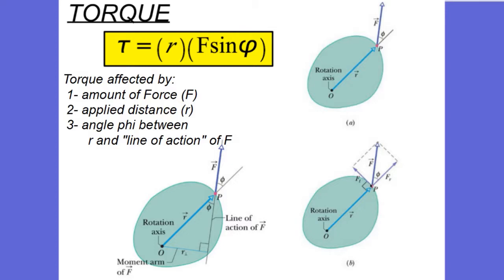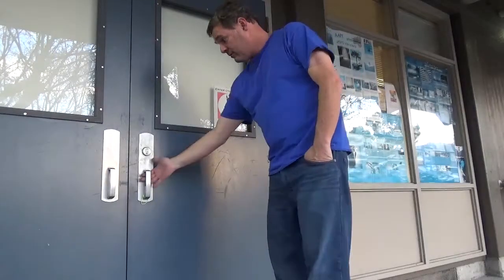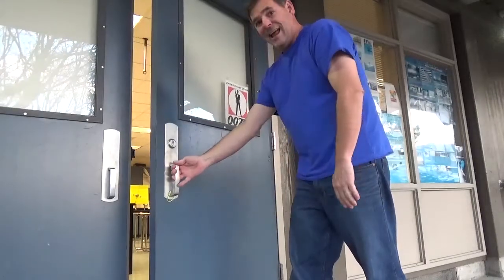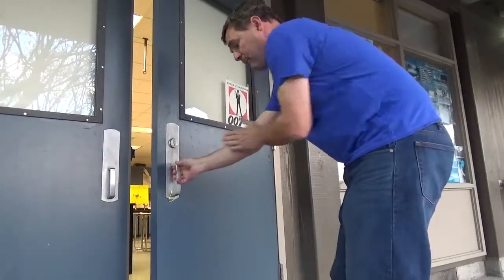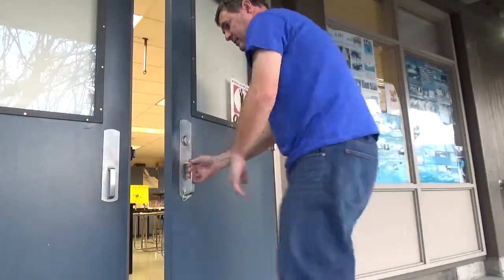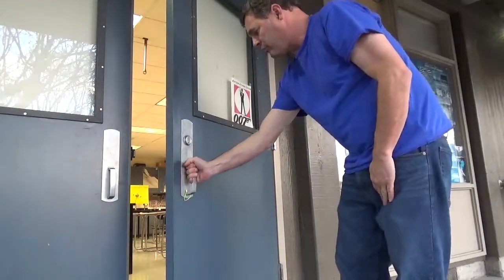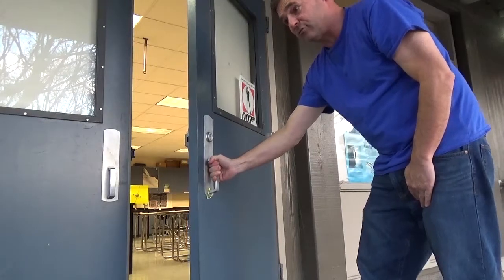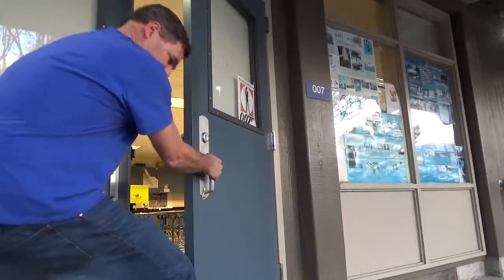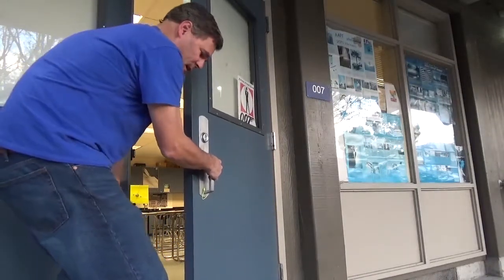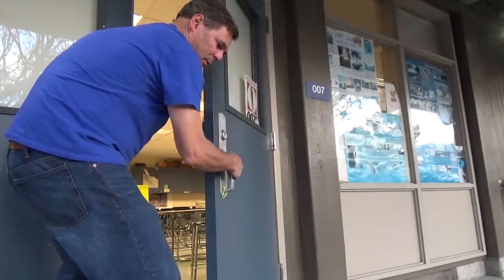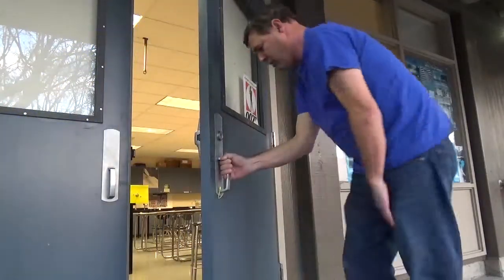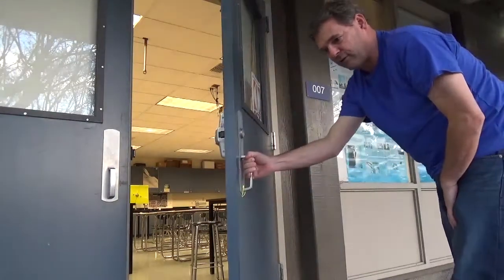Let's look at an example. When I apply a torque to the door, it rotates and opens. The force of my arm pulling on the door has two components to it: the perpendicular component and the radial component. So only the perpendicular component creates a torque. If I were to put all of my force in the radial direction, the door doesn't rotate, because there has to be a component of the force that's perpendicular. Radial force produces no torque. Only the perpendicular component produces the torque.